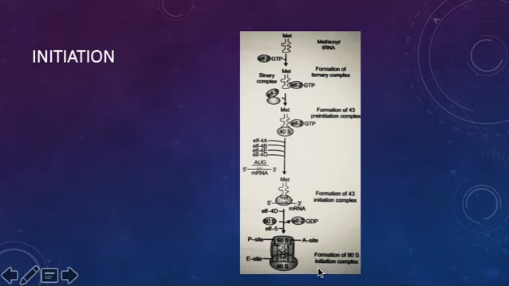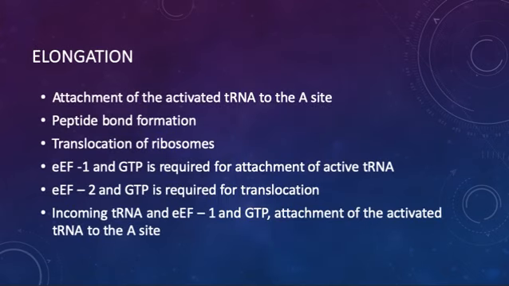Now further on from here, there is elongation of the translation. Now the protein synthesis elongation step takes place, right? So we'll go on to the elongation step. So what happens in elongation? The main thing is attachment of the activated tRNA to the A site, and then there is peptide bond formation, and then there is translocation of the ribosomes, right? So here elongation factor 1 and GTP are required for the attachment of the activated tRNA, and elongation factor 2 and GTP are also required for translocation of the tRNA.